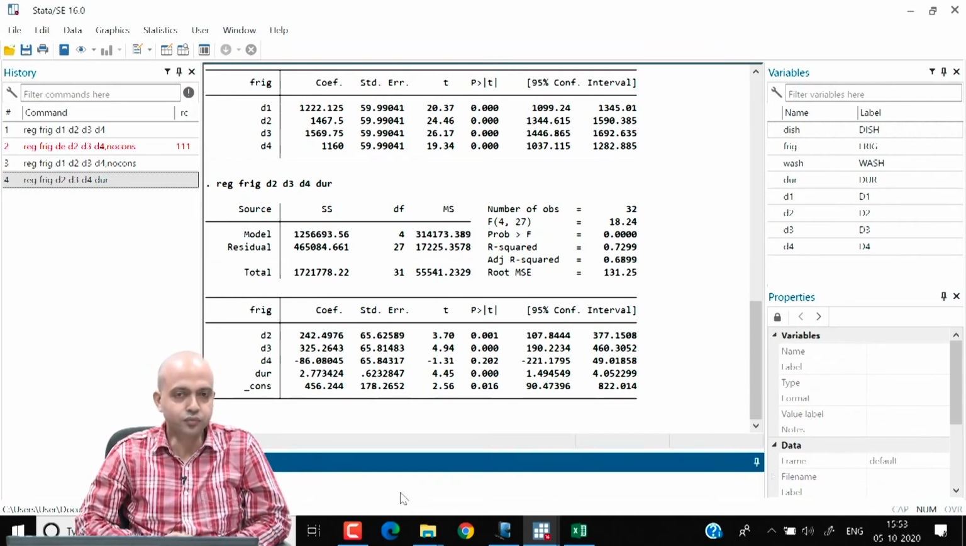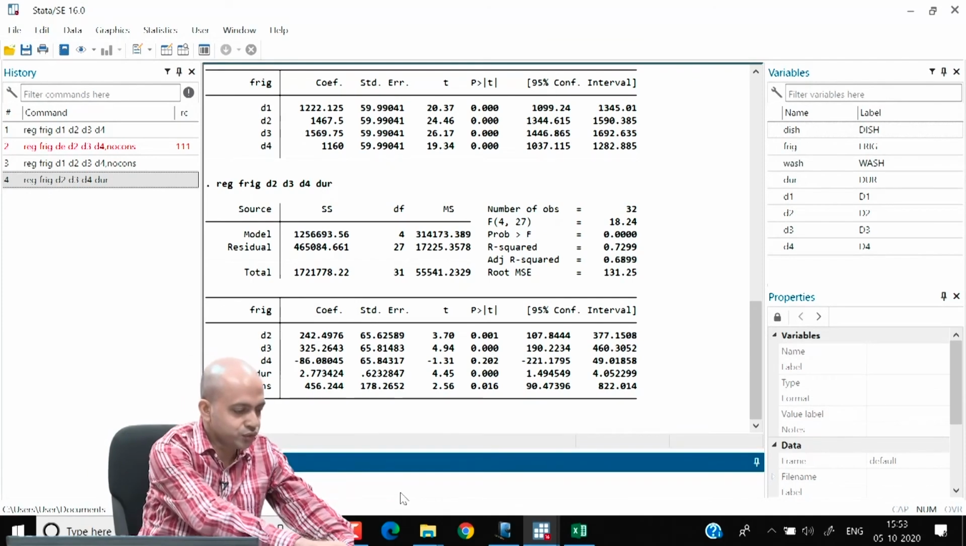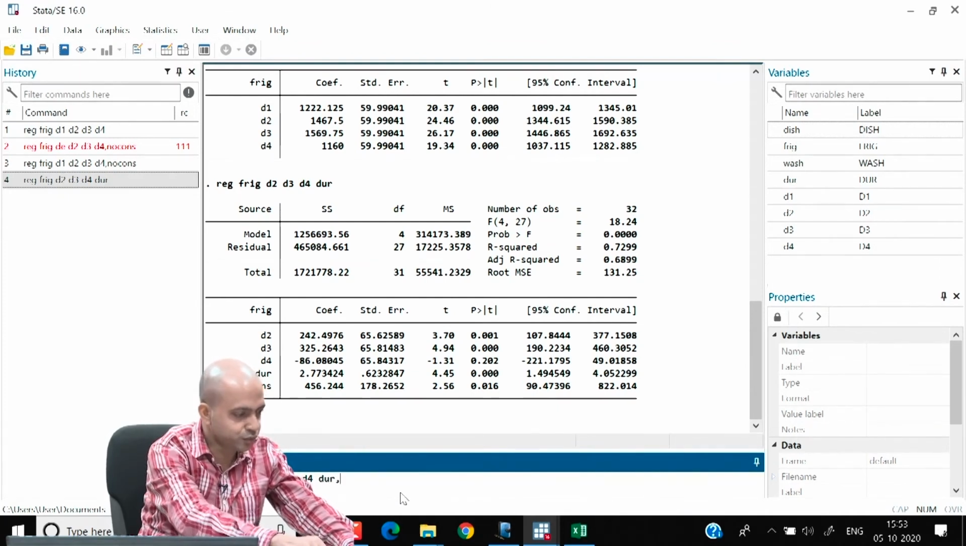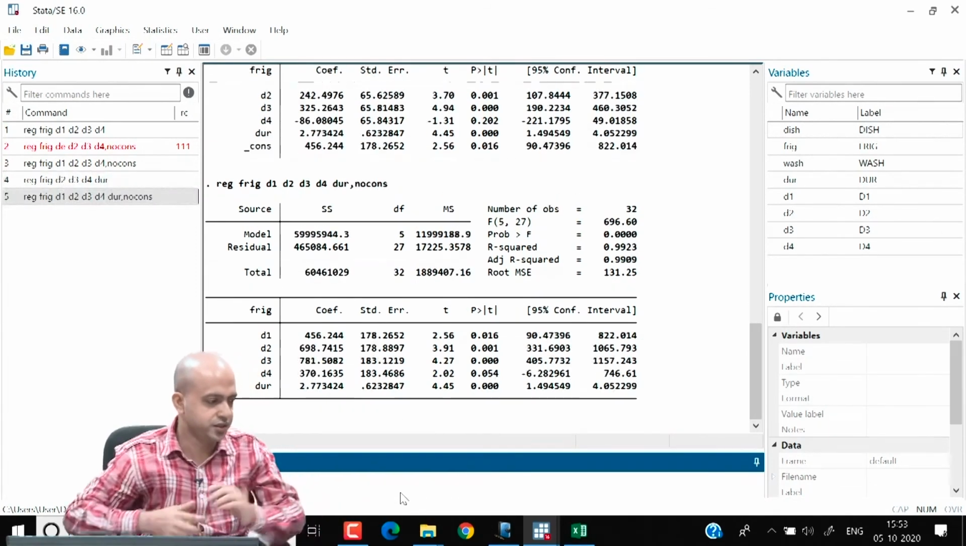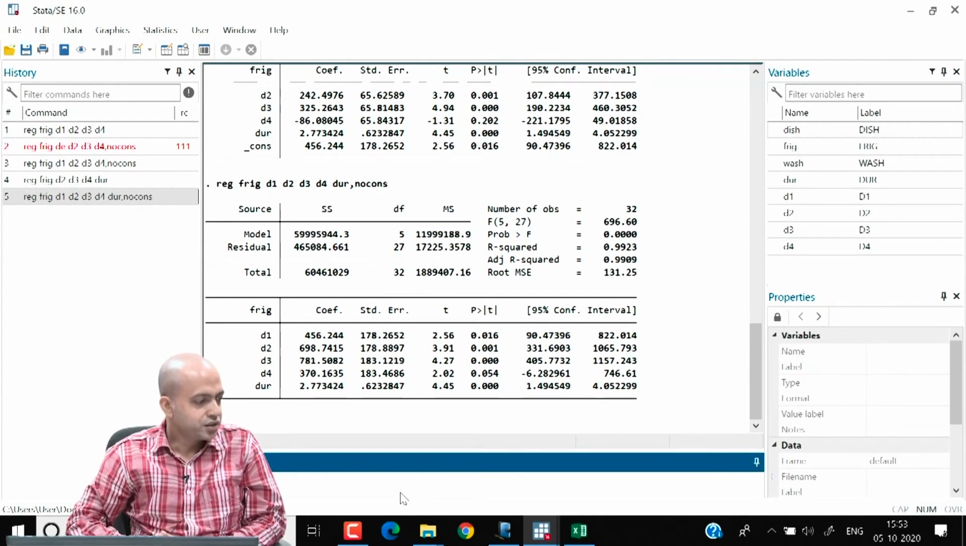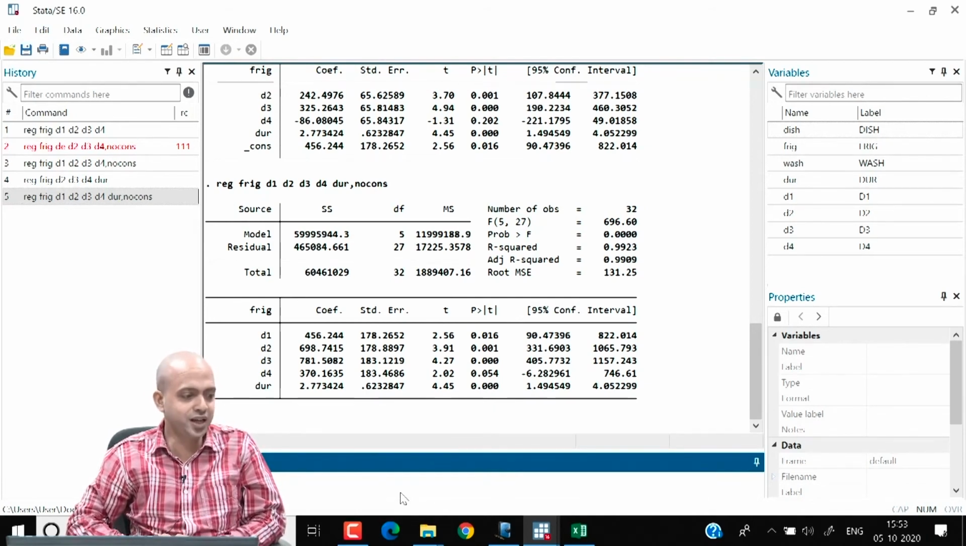refrigerator. Okay, and if you introduce 4 dummies, reg, then D1, D2, D3, D4, and durables, you have to mention no cons. That means I don't want intercept. And then what is happening? Here also, you look at sales in all the quarters are significant, but sales in fourth quarter is significant only at 10% level because the p-value is 0.54.